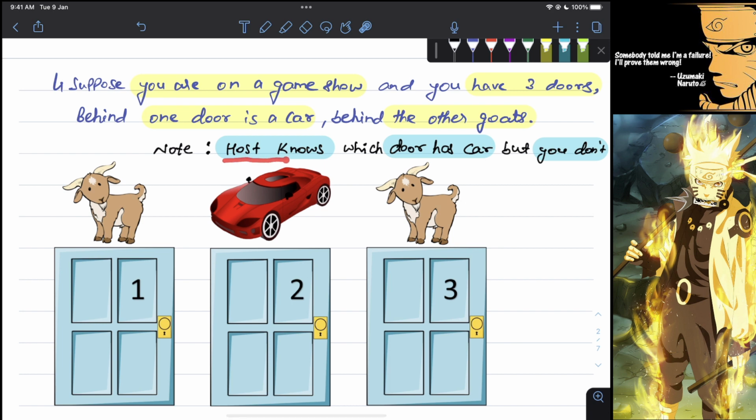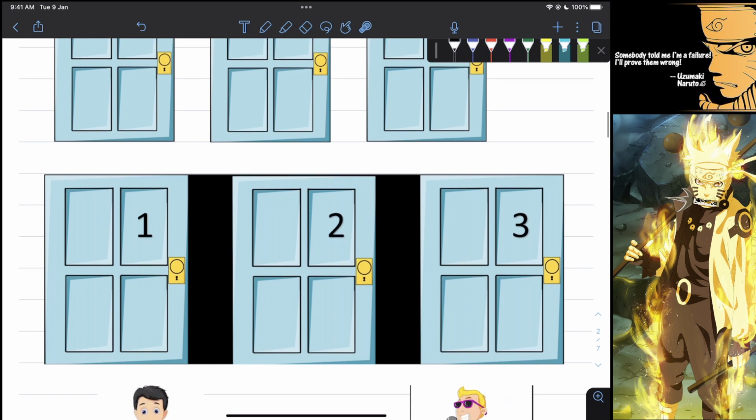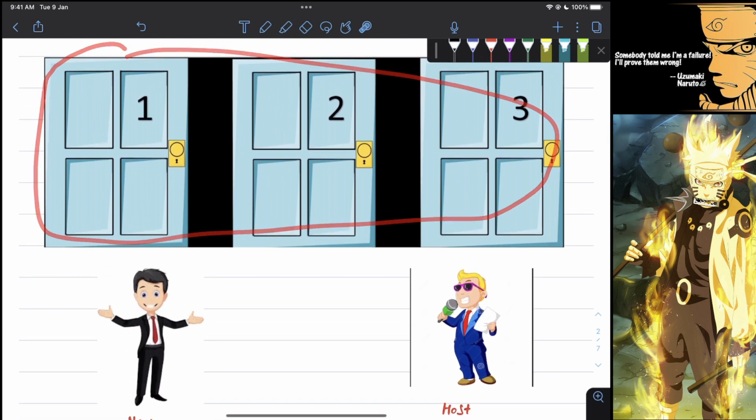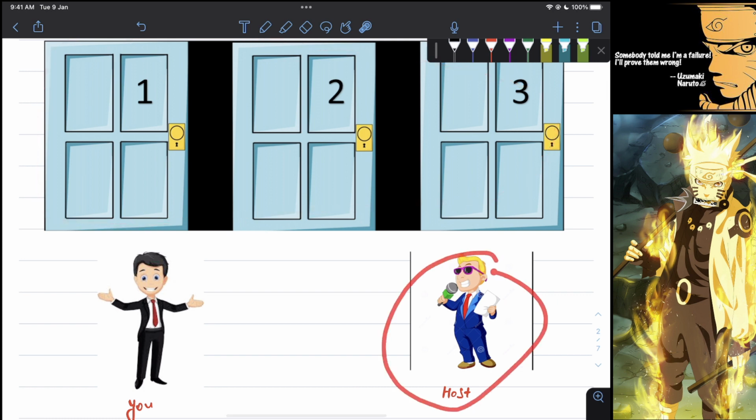Now the host knows which door has a car. This is one very important point. Of course, the host knows which door has the car, but you don't. Otherwise you would definitely choose the door with the car. So let's pick this one. So you have just three doors in front of you. This is the host, and let's say this is you.